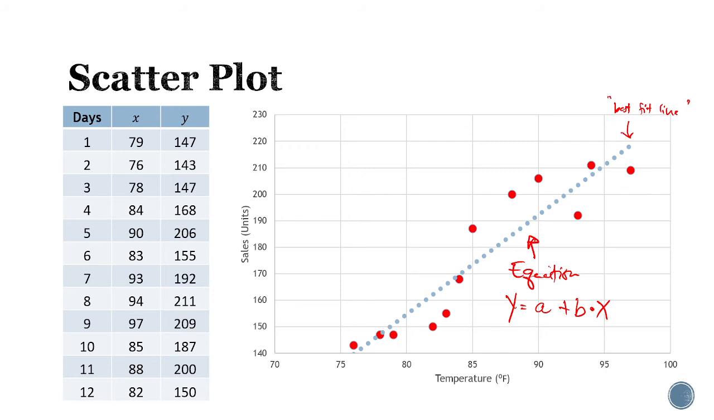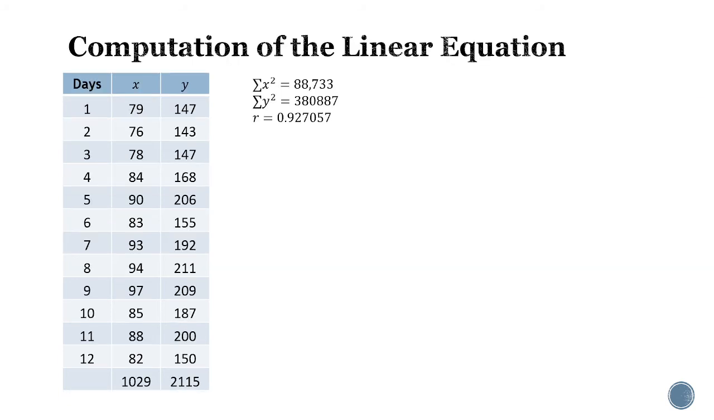So, para makuha yung equation ng line na yan, we just need to get our y-intercept and our slope. So, in that, here's the computation. Bali kanina, nakuha na natin yung ating Pearson R correlation. Tapos, meron na tayong R value. Meron din tayong summation of x's and summation of y's, so summation of x, summation of y, summation of x square, and summation of y square.